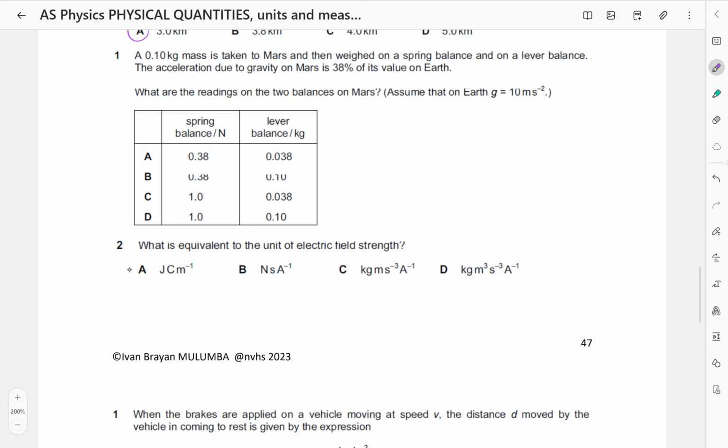So the spring balance is going to measure the weight, and the mass will be measured by the lever balance, because the lever balance is the one which is in kilograms. So of course the mass remains the same. That means this one is not going to be correct. We remain with B and C. The mass must be the same.